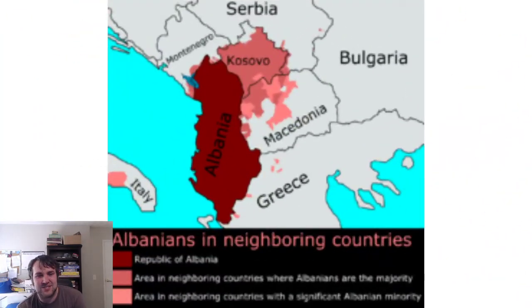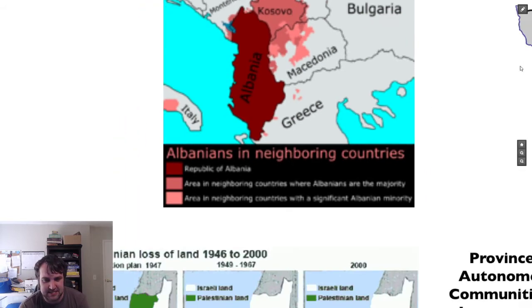Albania. So many Albanians live in Kosovo. I think the people of Kosovo made a resolution saying, hey, we should just join Albania because we all speak the same language, we're all the same people, we all want to kind of connect together. So that's an example of irredentism.